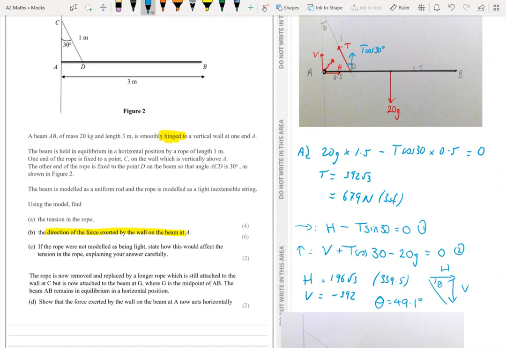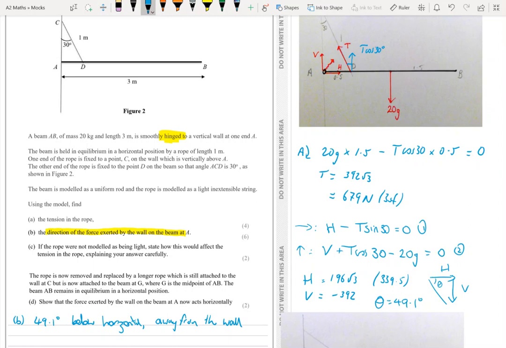So your full answer to B should be, let's write it on the lines, it acts at 49.1 degrees below the horizontal and away from the wall. Just a nice, careful description of the direction. It's below the horizontal, not above, even though I thought it was above in my first diagram, and it's away from the wall, not into the wall. We're being really clear there.